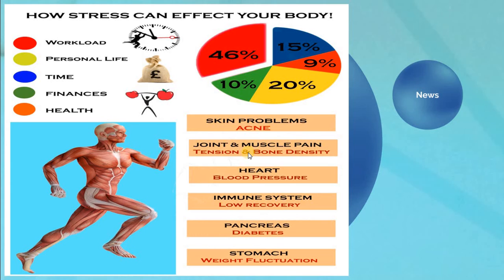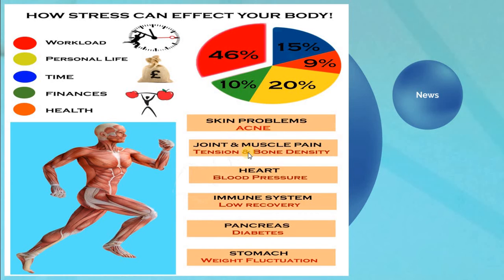How does stress affect our body? If we see this diagram, through research they proved that most of it comes from the load of the work, and lesser than that is personal life, and time is an issue. It will take 50% of our stresses, and financial problems take 10%, and health problems are the least one, 9%.